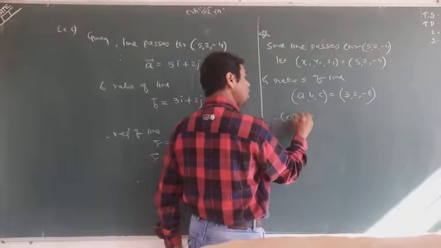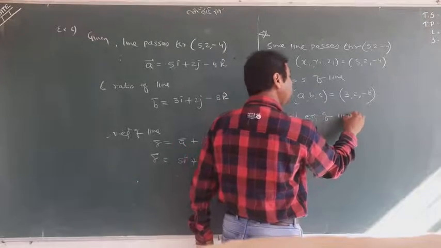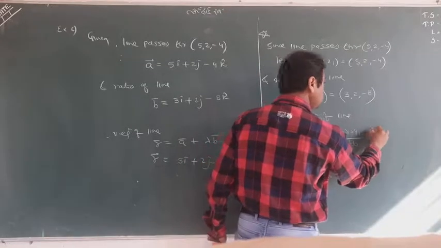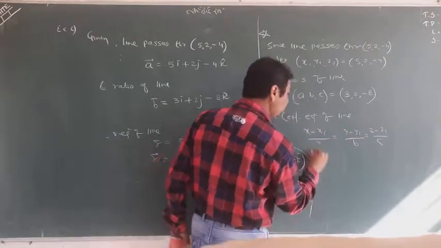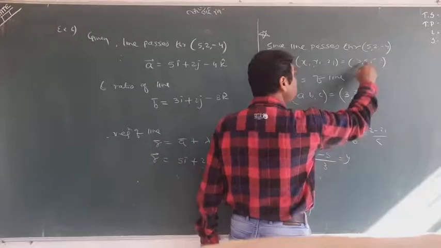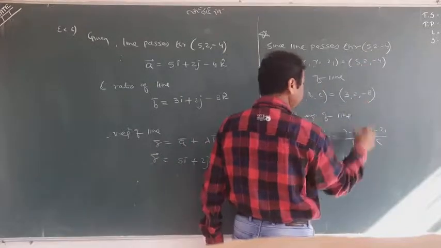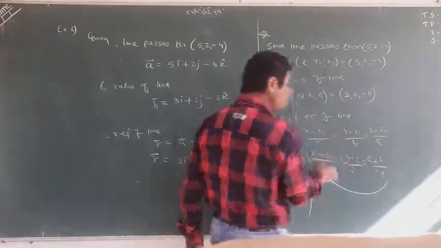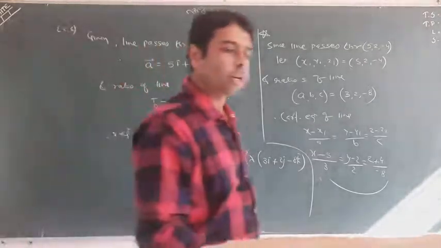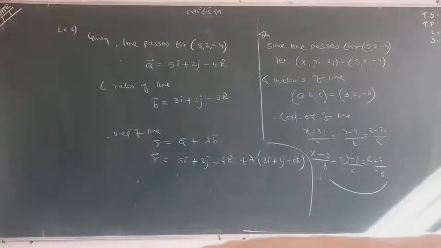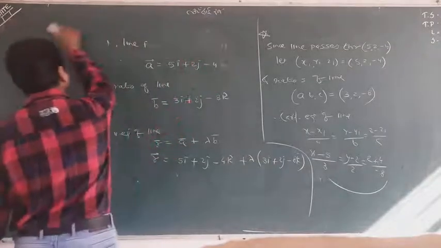So Cartesian equation of line will be x minus x1 upon a, y minus y1 upon b, z minus z1 upon c. Put the values. x minus 5 upon 3, y minus 2 upon 2, and z plus 4 upon minus 8. So this is the Cartesian equation. I don't think it's any tough thing I'm telling you. It's very easy. Try to make both of the concepts clear. I think you can also solve the question easily. So this was example number 6.